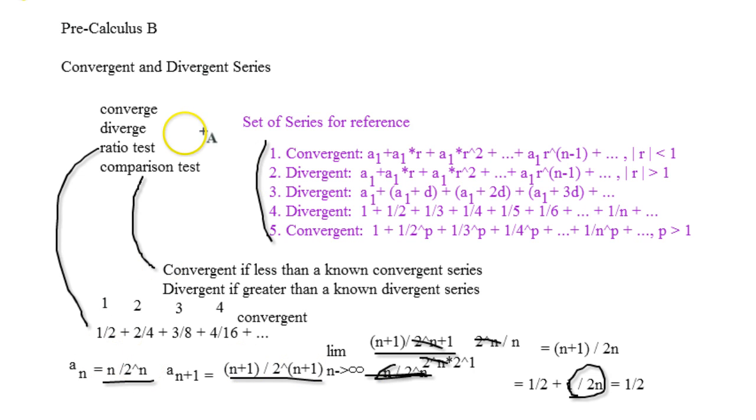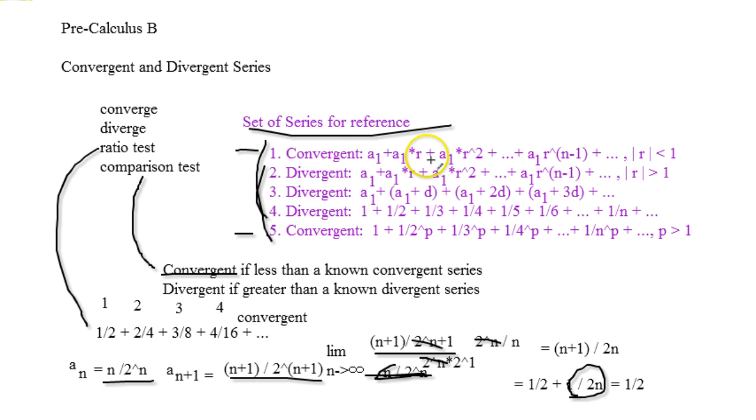Okay, I did want to talk about the comparison test. Now the comparison test, and we're going to use this set of series for reference. Basically, the comparison test is you have a convergent series if your series is less than a known convergent series, which would be this one and this one. And it's divergent if it's greater than a known divergent series, which would be these three right here.